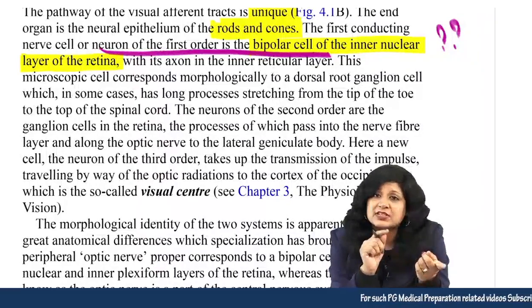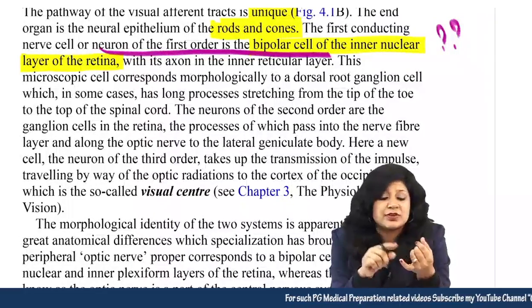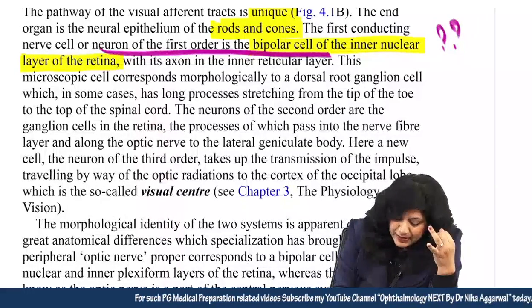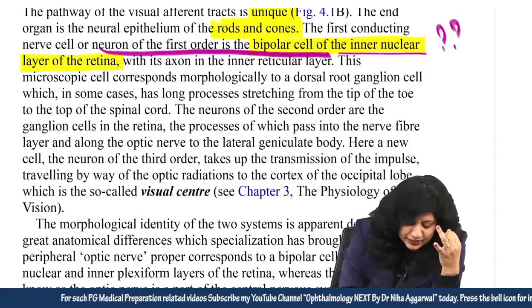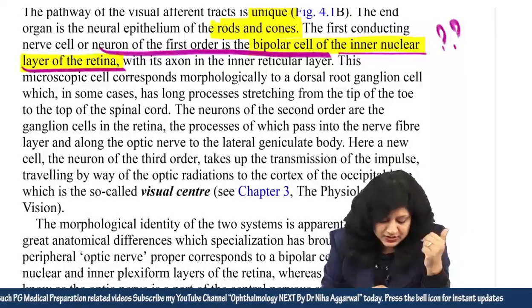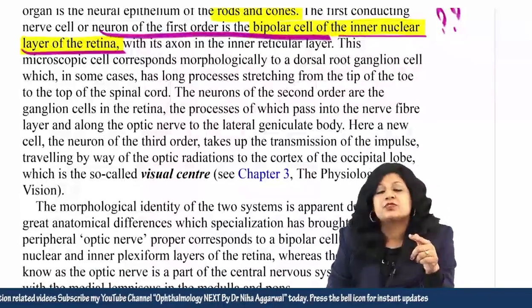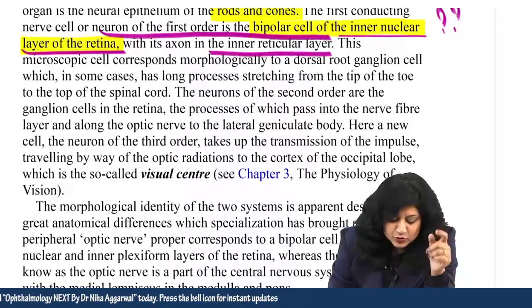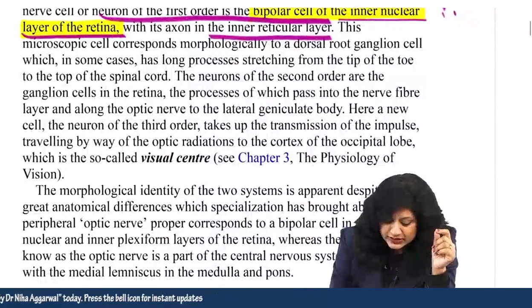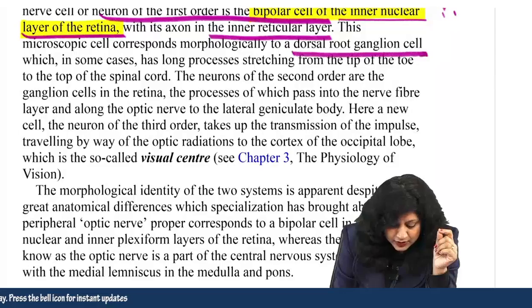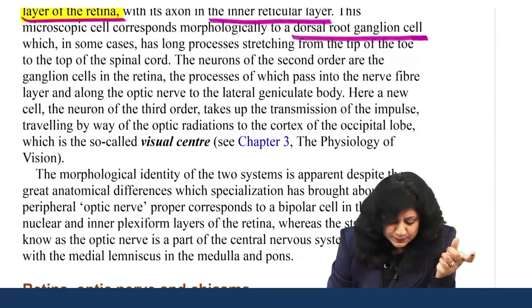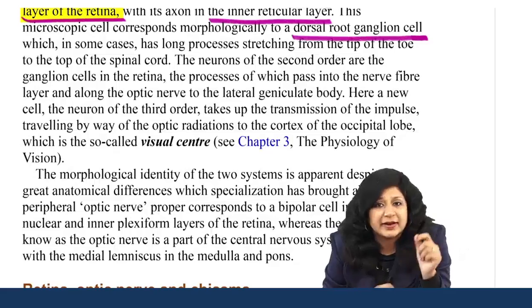If you consider it in that manner, then the first order is rods and cones and the second order is the bipolar cells, which are present in the inner nuclear layer of the retina. Now with its axons, where will the axons be lying? In the next layer, the plexiform layer. This microscopic cell corresponds morphologically to a dorsal root ganglionic cell, which in some cases has long processes from the tip to the toe of the spinal cord.